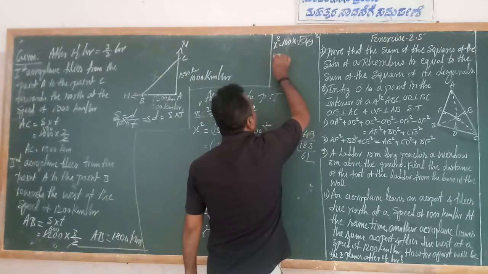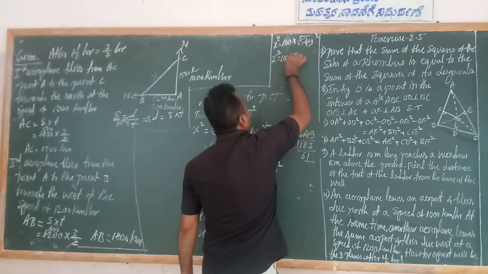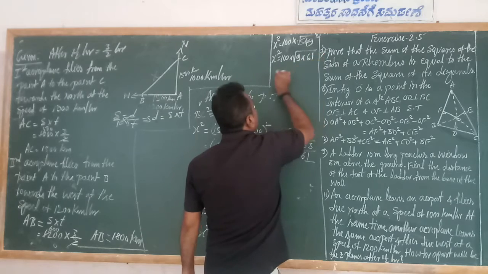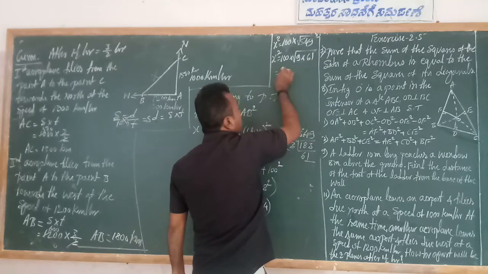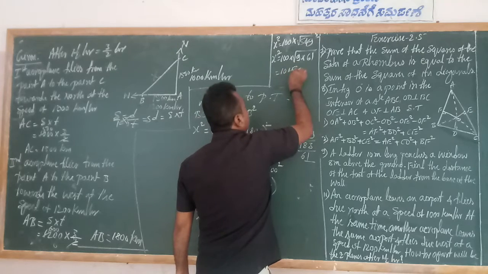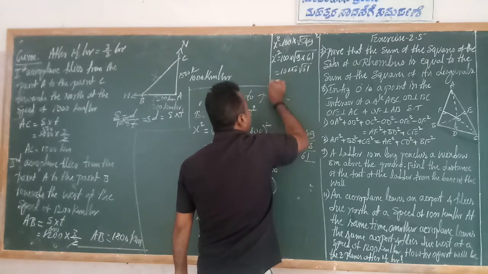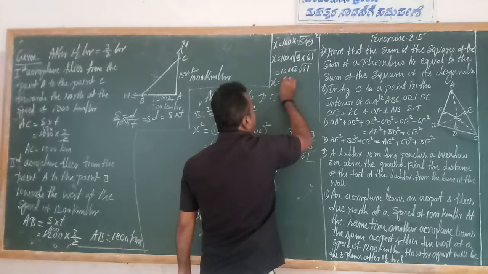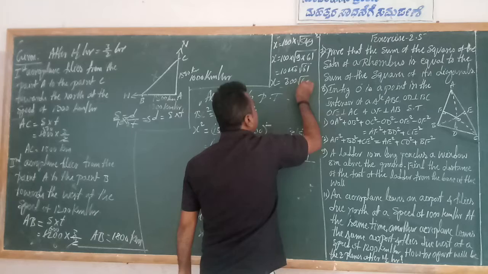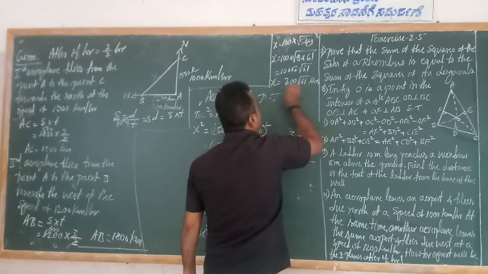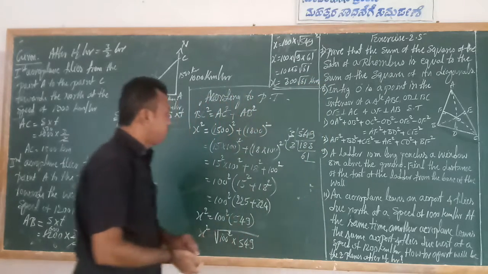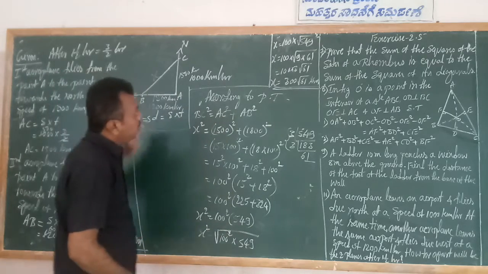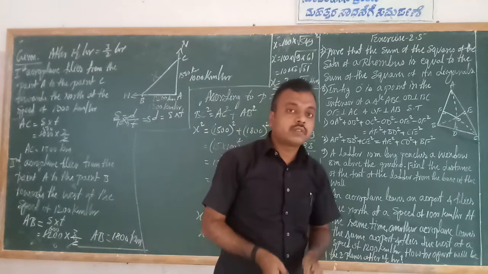So 549 can be written as 9 into 61. If 9 comes outside, it becomes 3, and the remaining is 61. 100 into 3 is 300. Therefore, x is equal to, not x square, it is x, 300 square root of 61 kilometers. So after 1.5 hours, the distance between the two aeroplanes is 300 square root of 61 kilometers.